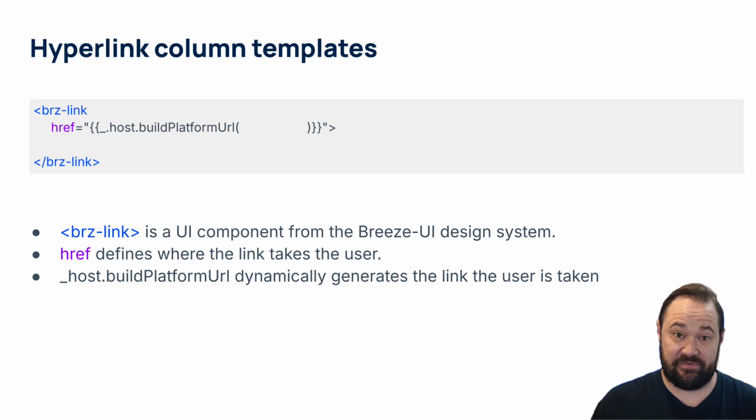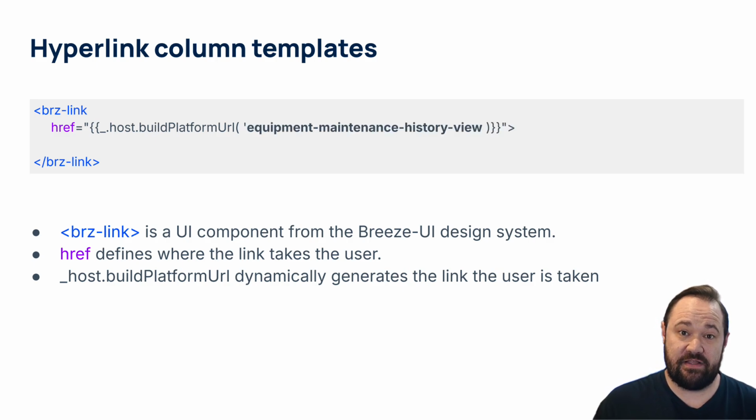Now let's go a step further. Inside the curly brackets, all we need to do is specify the page name we want users to be taken to. In this case, you'll notice that the URL includes equipment maintenance history view. That -view on the end tells us this is a record view page, which means it's designed to display the details of a specific record.